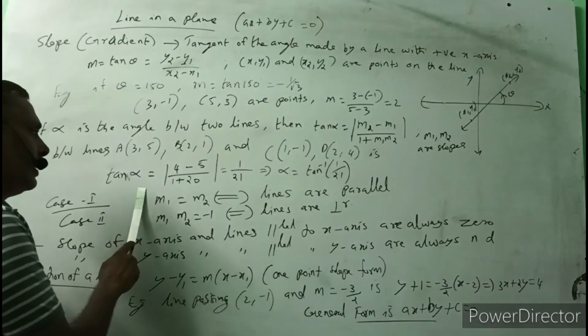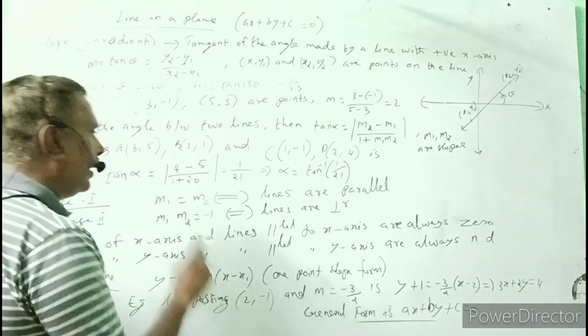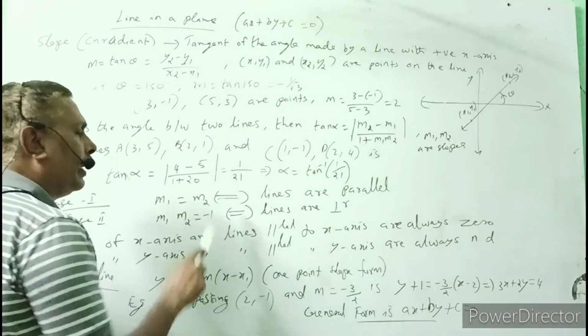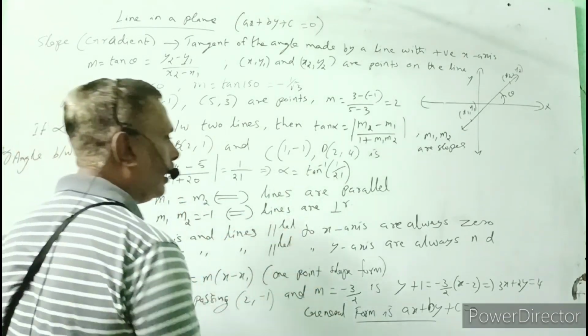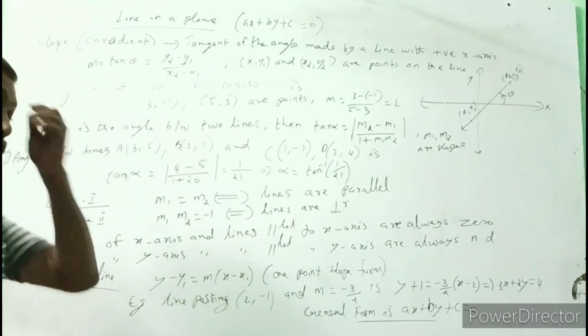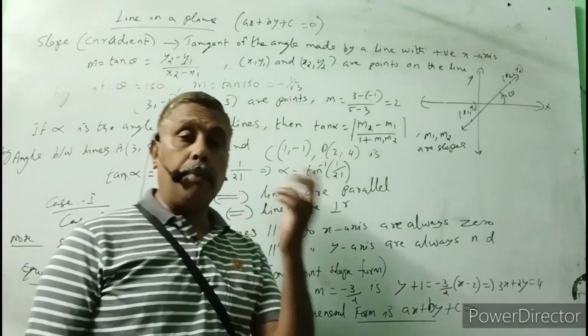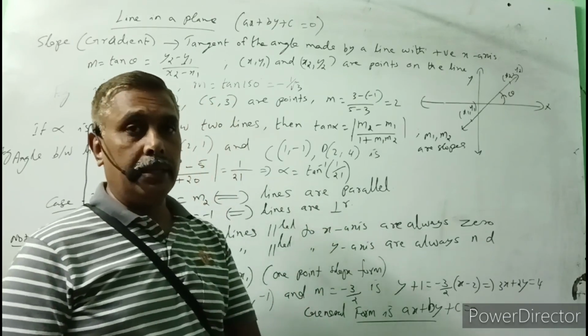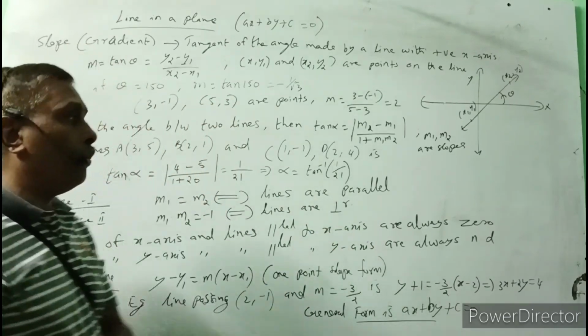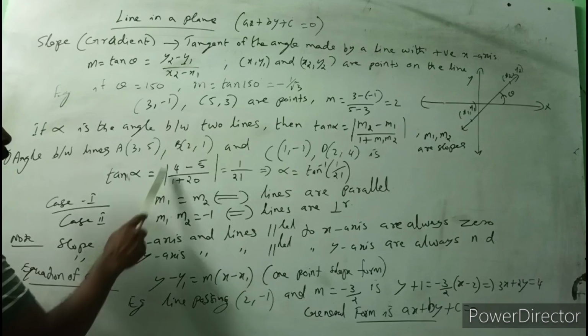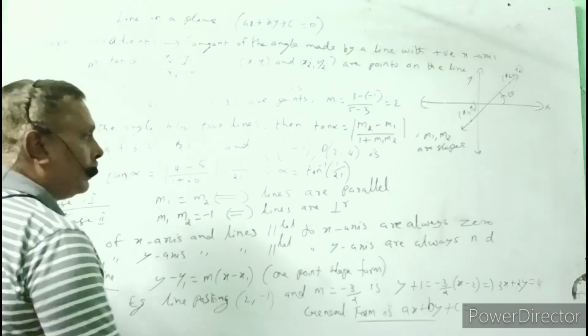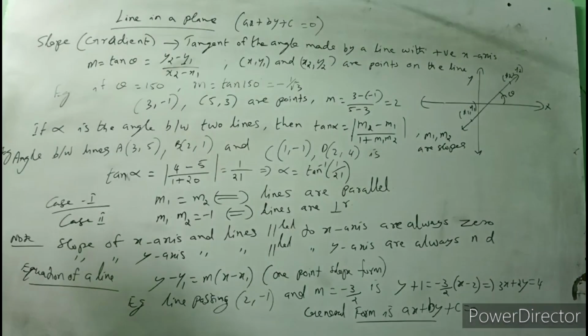Why is modulus written? There can be two angles. One is acute angle, means if you are taking it as positive, then it is acute angle, otherwise the angle is obtuse angle. Suppose one angle is 30, that is acute, the same line has another angle 150 degree. So two angles are forming at a time, that is why modulus is written. So if you are taking positive means acute angle, then the remaining is the obtuse angle, whatever it may be.